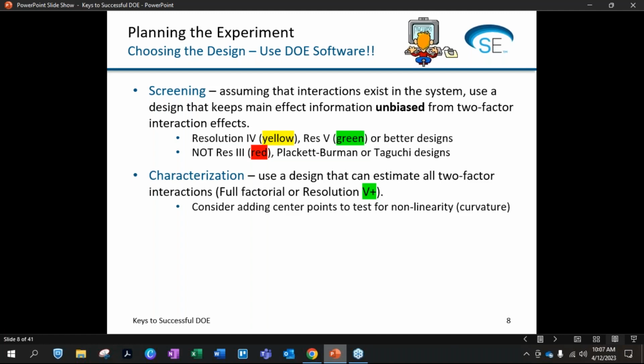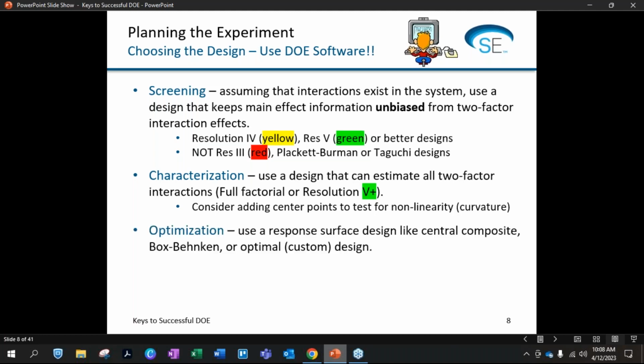Now for characterization, we would use a design that can properly estimate all of our two-factor interactions. These would probably be the full factorial or the resolution 5 or higher designs, or green or white designs, and definitely think about adding center points to have that extra test for nonlinearity.